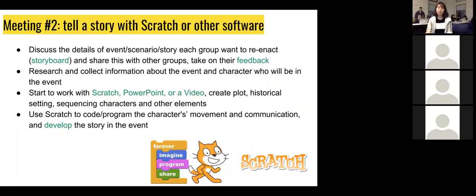to use different software systems to help students to develop the scenarios, such as using Scratch or PowerPoint or video to help students to develop the story in the event. And students can actually mimic characters' movement and communication in different scenarios within the different selected historical periods.